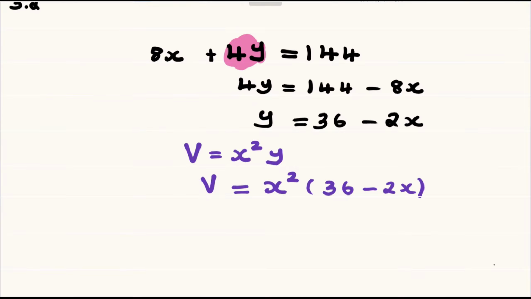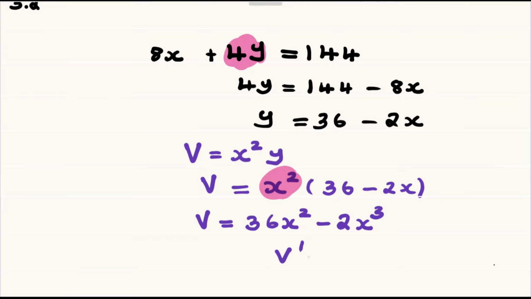So our V will be equal to, let's distribute that x squared into the parentheses. x squared multiplied by 36 is equal to 36x squared. x squared multiplied by negative 2x is equal to negative 2x cubed. Now let's differentiate. We differentiate and equate to 0 because maximum occurs at the turning point.